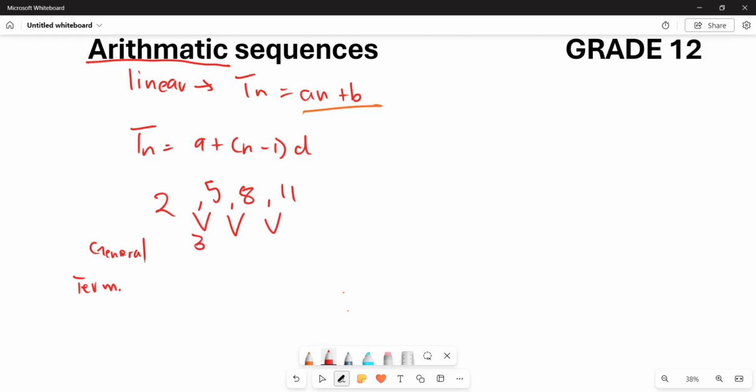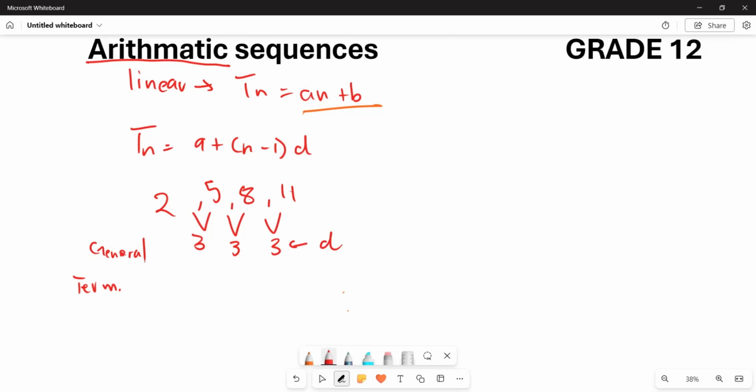And when you say 8 subtract 5, what are you going to get? You are going to get 3. And when you say 11 subtract 8, you are going to get 3. So basically, this is going to represent your d.